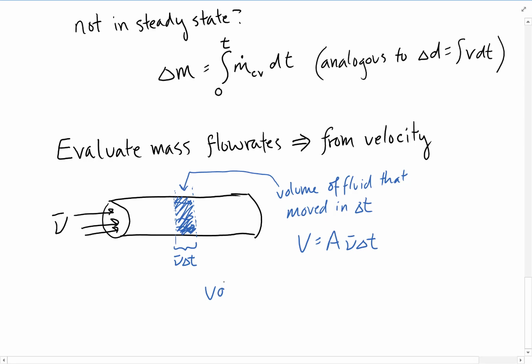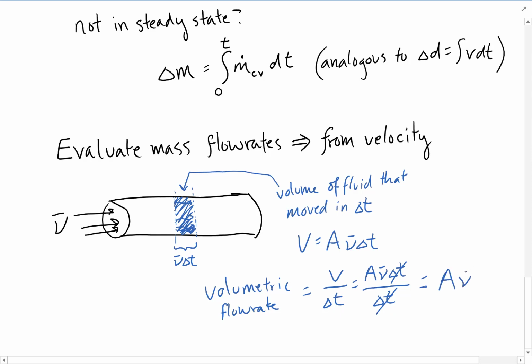So that means that the volumetric flow rate is equal to the volume that moved divided by the time interval. That's the rate at which volume is flowing, how much volume per time. The time interval was delta t. The volume is area times velocity times delta t, which we then divide by delta t. The delta t's cancel. And so the volumetric flow rate by definition is the area of the pipe times the velocity of the fluid.